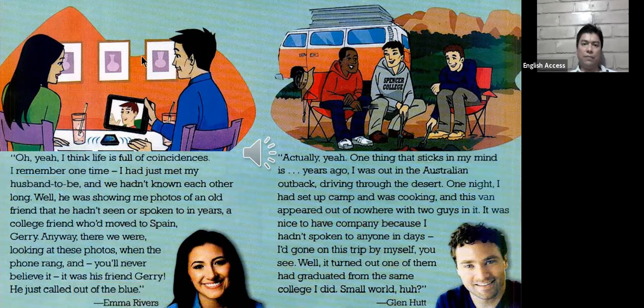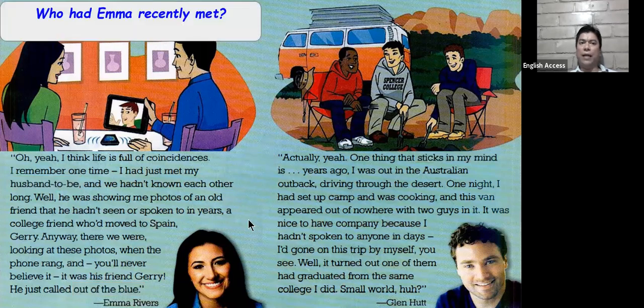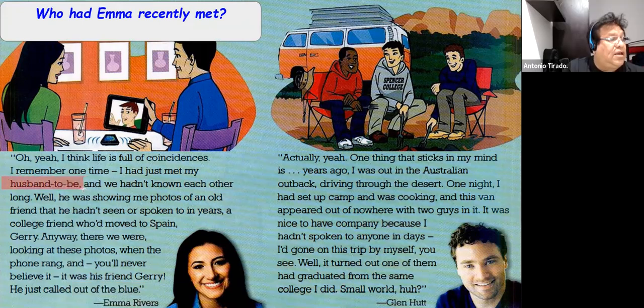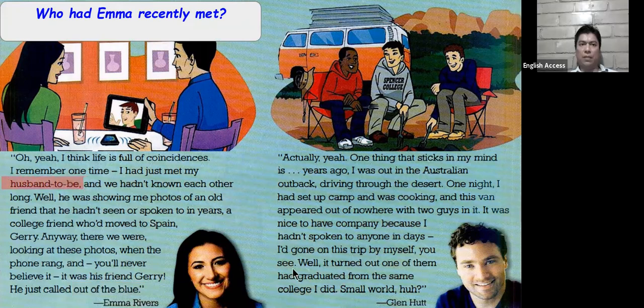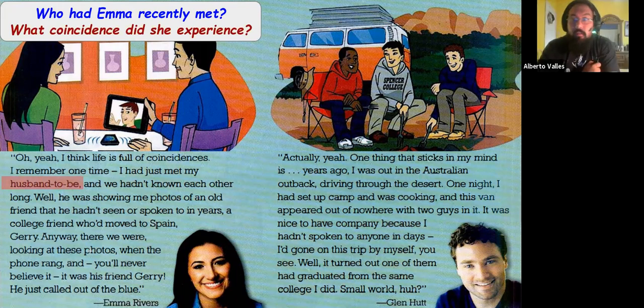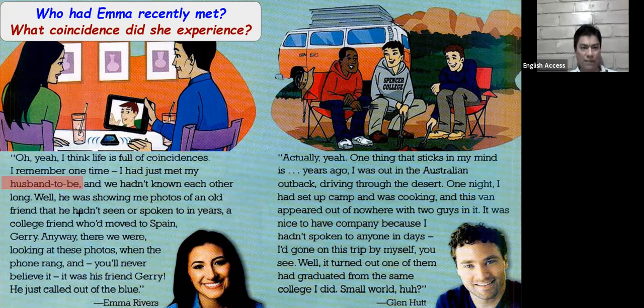Now, there's a story. Who had Emma recently met? Her husband to be. What coincidence did she experience? They were talking about Jerry and Jerry called them. Yes, they were talking about Jerry Coleman. Very good. Showing me photos of an old friend when the phone rang and it was his friend Jerry. So that's the coincidence. Good.